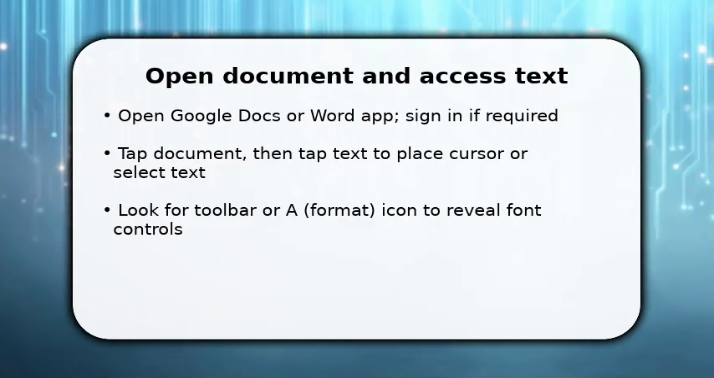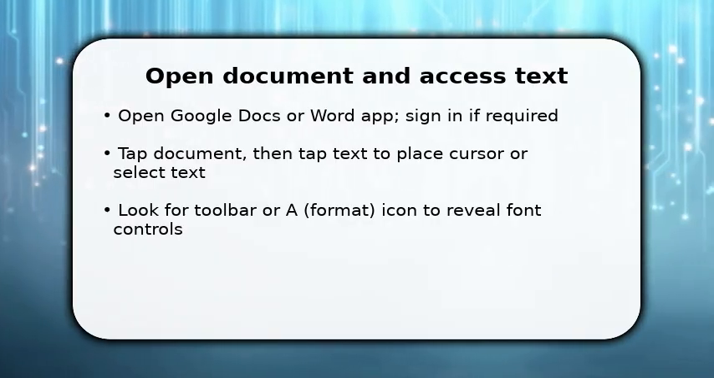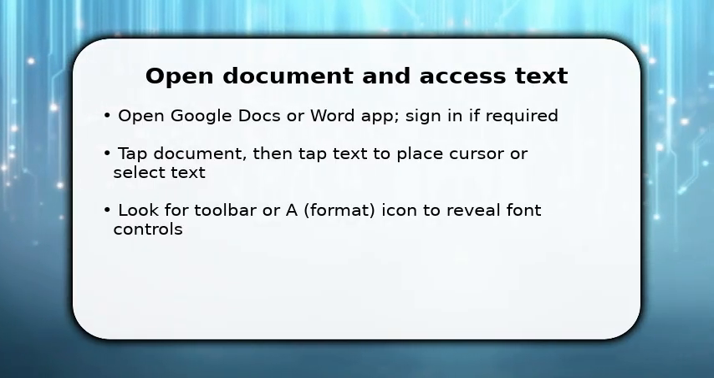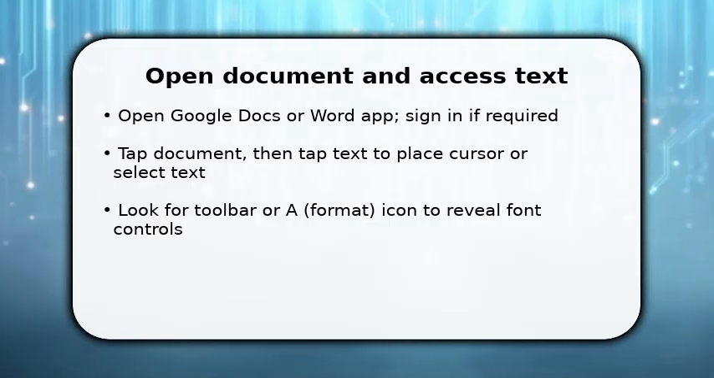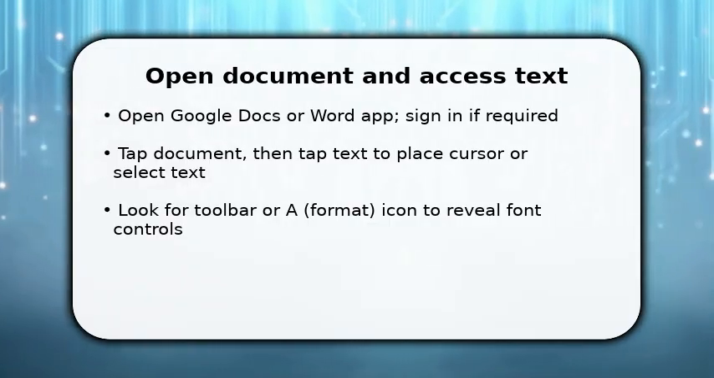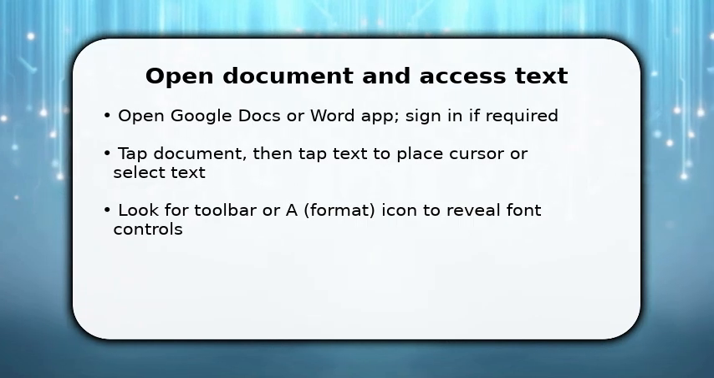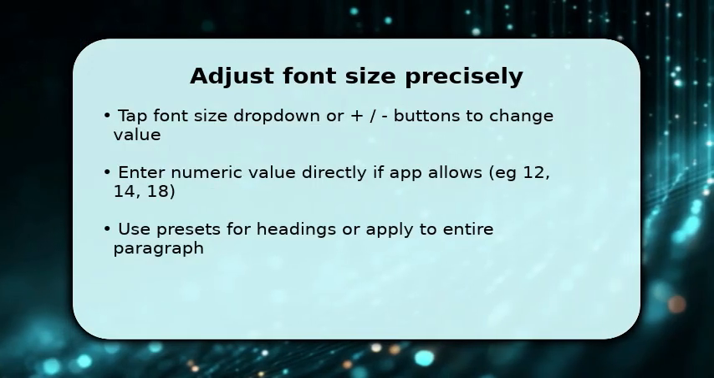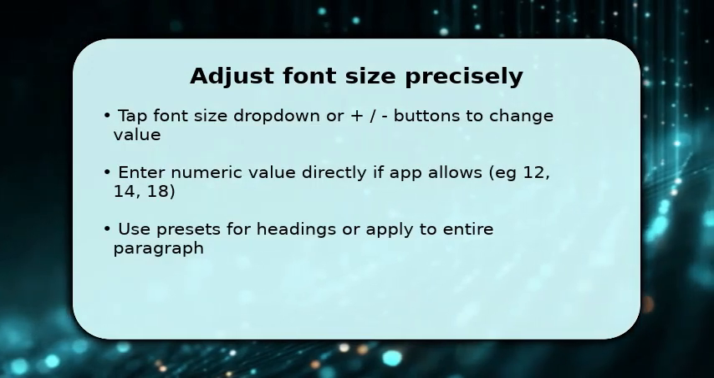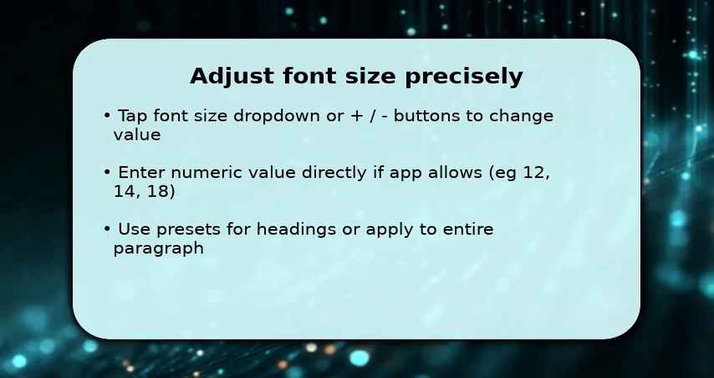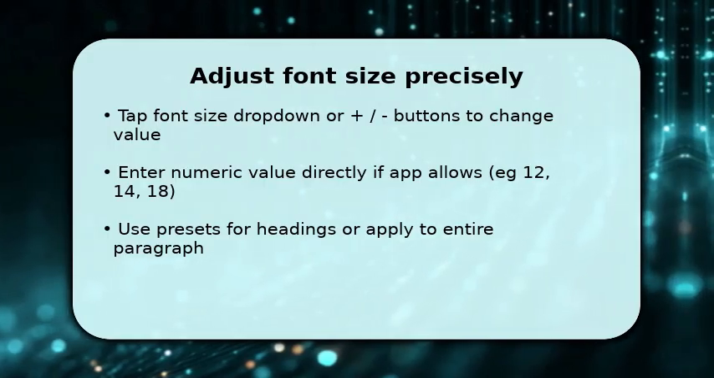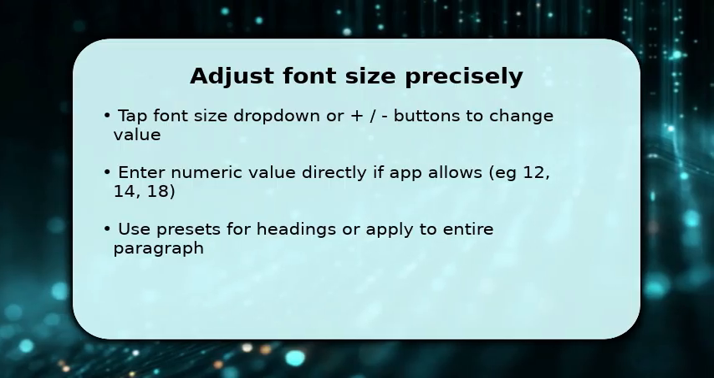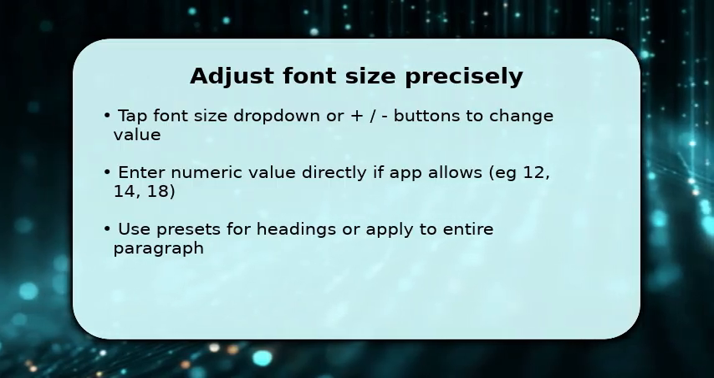This first step gets you from reading to editing quickly, and it's necessary because the size control only appears when text is actively selected. Once the format controls are visible, tap the font size drop-down or the +/- buttons to make changes. This changes only the selected text. If the app lets you type a number, enter an exact point size like 14 or 18 for precision.